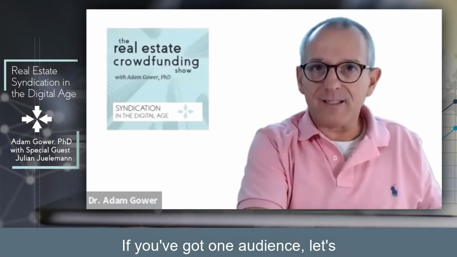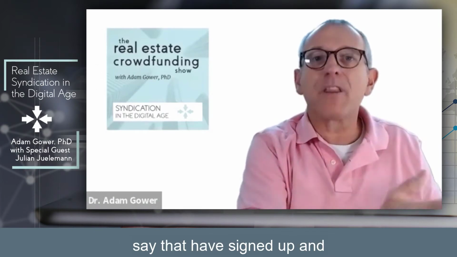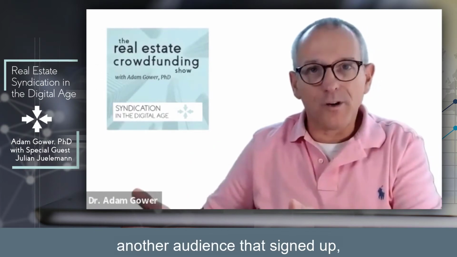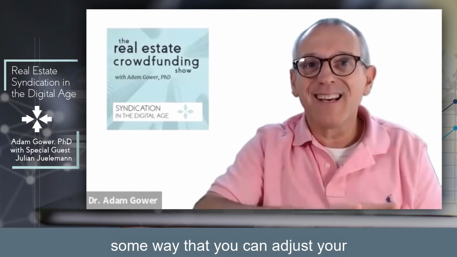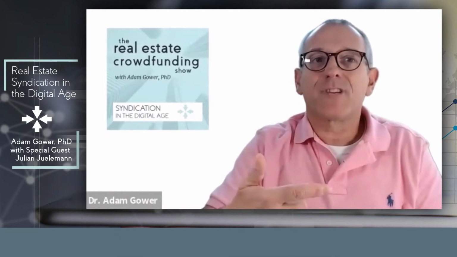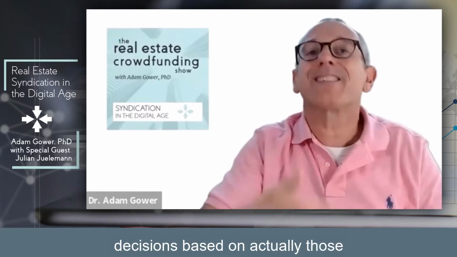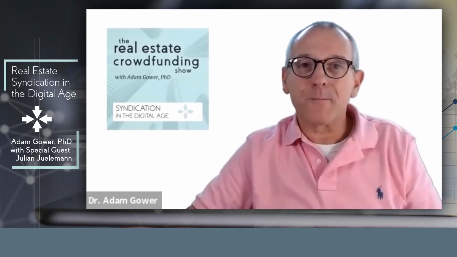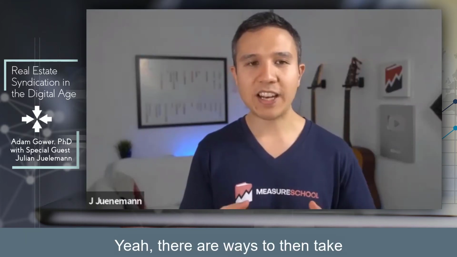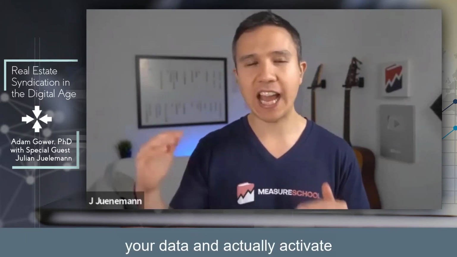If you've got one audience, let's say, that have signed up and they're all from LinkedIn, and another audience that signed up and they came from Facebook, is there some way that you can adjust your communication with them or make decisions based on actually those known audiences? Yeah, there are ways to then take your data and actually activate it.